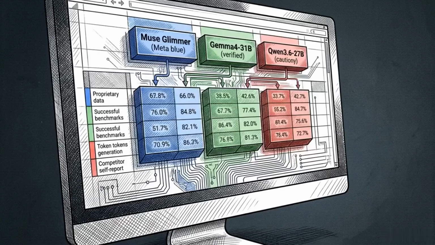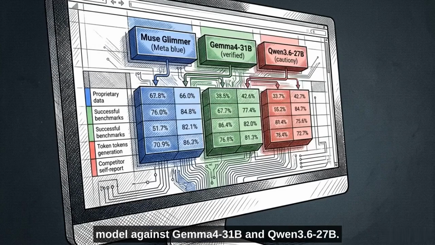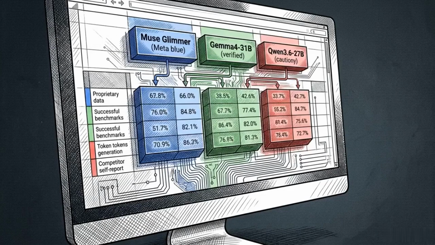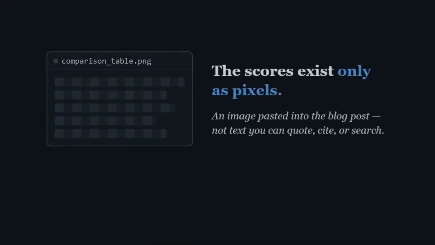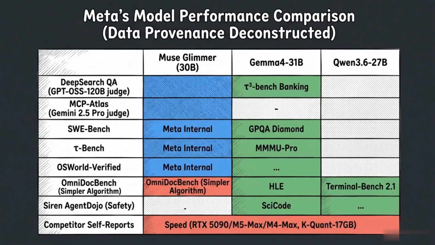The only place where numerical scores actually exist is a single comparison table pitting the model against Gemma 4 31B and Qwen 3.6 27B. These numbers are not in the text. They are locked inside a static image file pasted into the announcement blog. By Meta's admission, this table is a collage from 3 provenances. Blue rows come from Meta's internal test runs. Green rows rely on Artificial Analysis leaderboards. Red rows represent competitor self-reports. The final table is a patchwork.